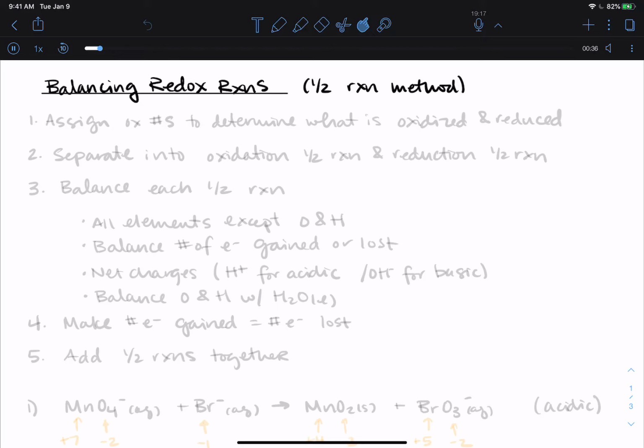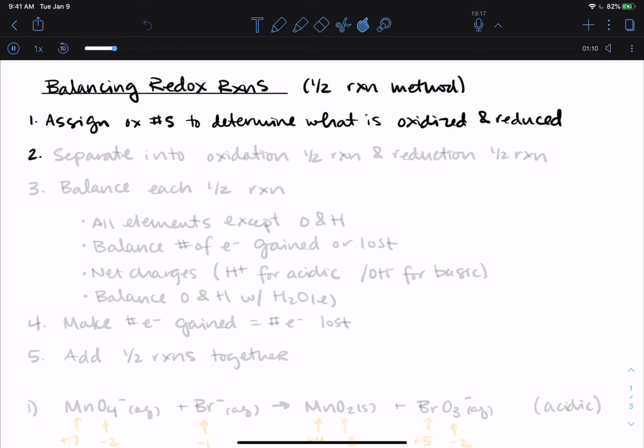So there are 5 steps. One of them has some sub-steps, but the first step is to assign oxidation numbers to determine what is oxidized and what is reduced. And we talked about assigning oxidation numbers in an earlier topic.